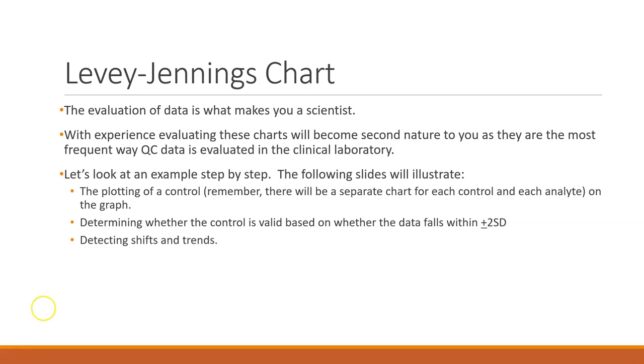So we're going to look at an example step by step, and the following slide will illustrate the plotting of a control. Remember, there will be a separate chart for each control, normal, abnormal, and maybe even another abnormal, and each analyte. You need to determine whether the control is valid based on whether the data falls within the plus or minus 2 SD. And then one of the most important things we look for, there's many other types of analyses, but you want to be able to identify shifts and trends, which indicate that something is going wrong with your analyzer and that you need to do some troubleshooting.